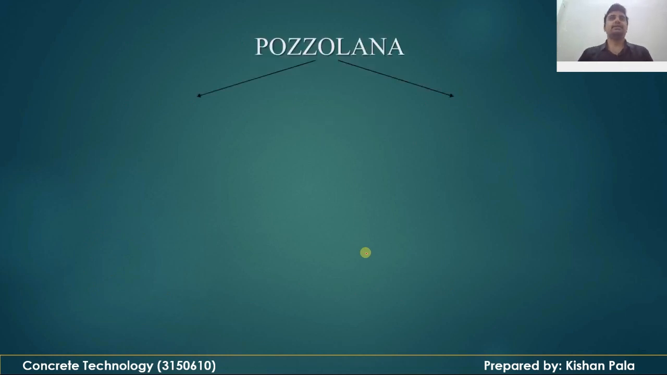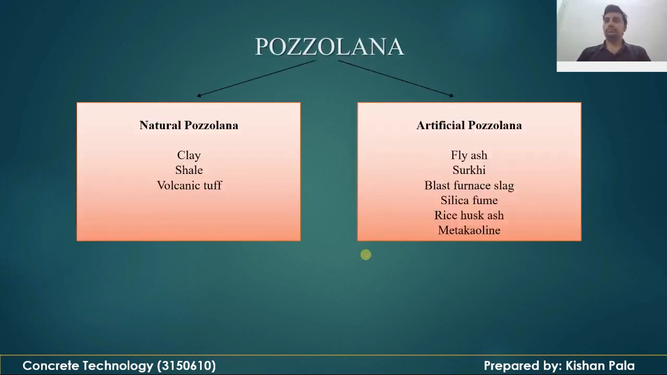So there are mainly two types of pozzolana material. The first one is natural pozzolana and the second one is artificial pozzolana. What is natural pozzolana? Like clay, shale, volcanic stuff. And if we talk about artificial pozzolana, like fly ash, surkhi, blast furnace slag, silica fume, rice husk ash, metakaolin. So these are the artificial pozzolana.